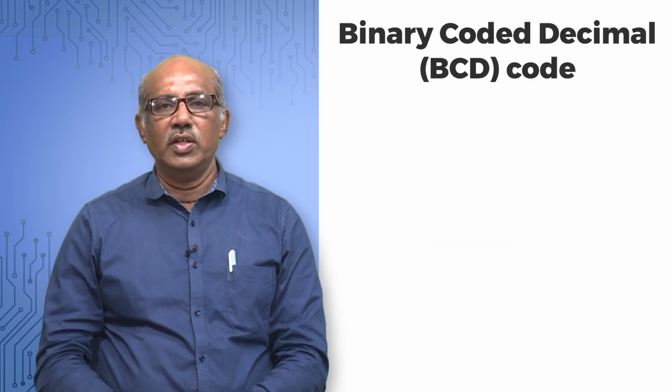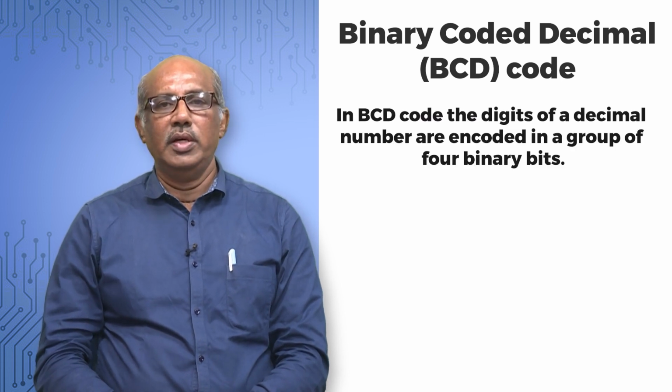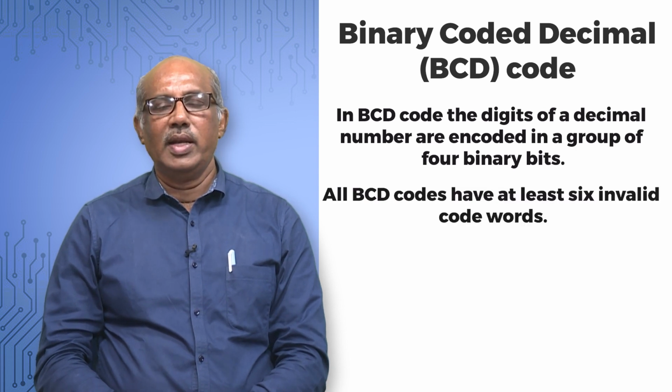The first numeric code which we learn is the binary coded decimal, popularly known as BCD code. In BCD code, the digits of a decimal number, that is the decimal digits 0 to 9, are encoded in a group of 4 binary bits. All BCD codes have at least 6 invalid code words. So, we can represent the decimal numbers 0 to 9 in BCD, and after that you have the invalid codes from the decimal number 10 to the decimal number 15.